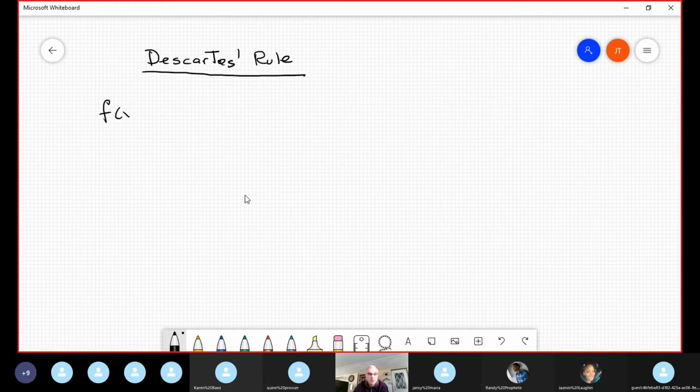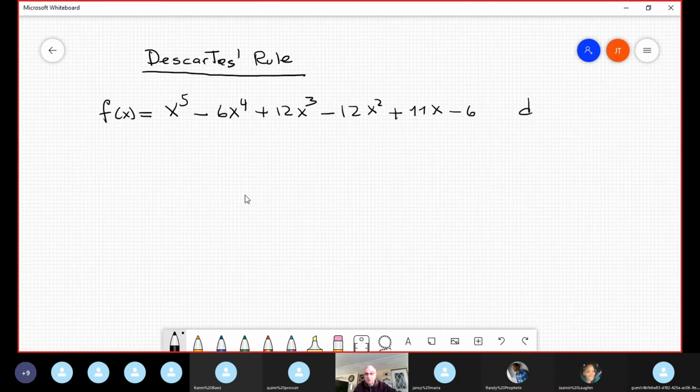Look, suppose one polynomial, f of x, one example to understand Descartes rule. Suppose x to the fifth power minus 6x to the fourth power plus 12x to the cubic power minus 12x to the second power plus 11x minus 6. Okay, degree 5. We expect 5 zeros. I don't know, si complex or I don't know. I have no idea. I'm lost. Okay, but we apply Descartes rule.